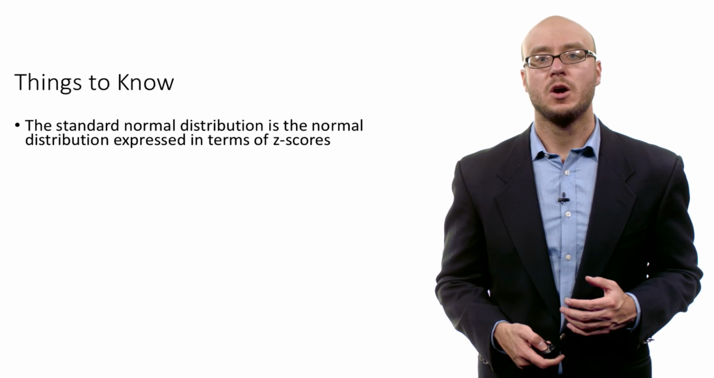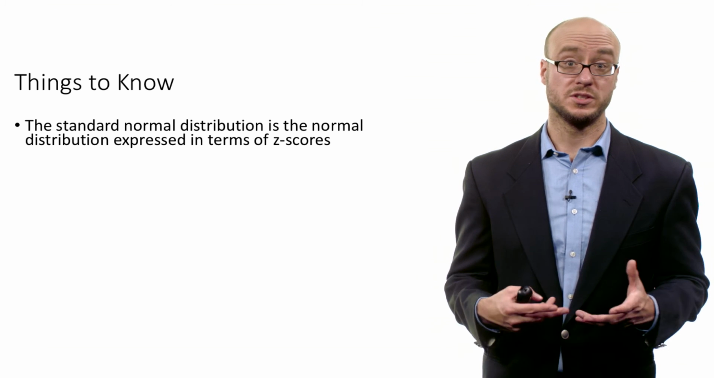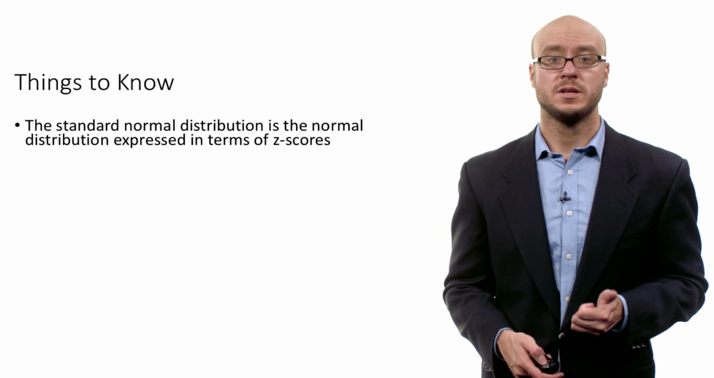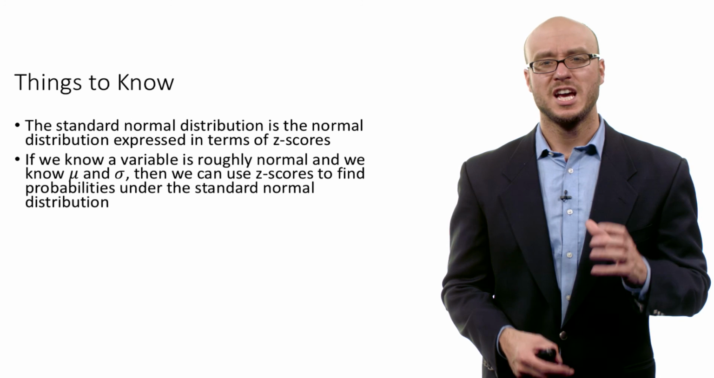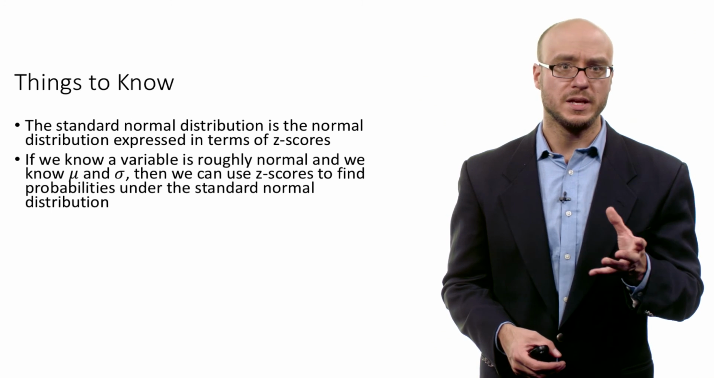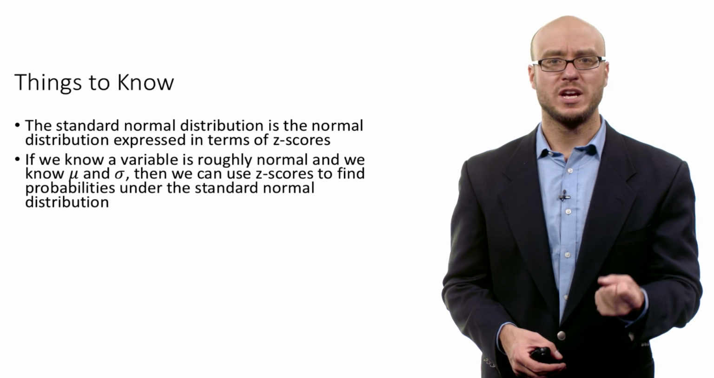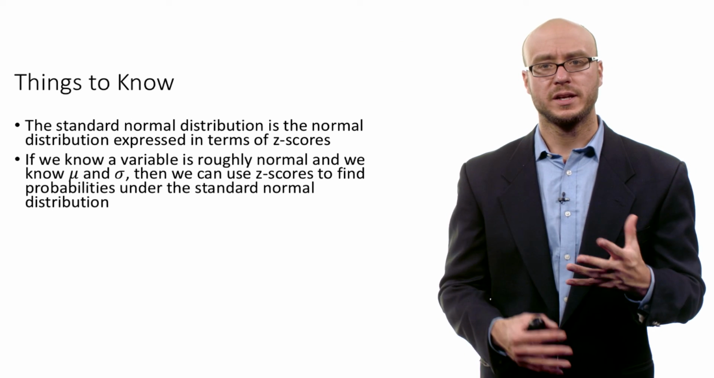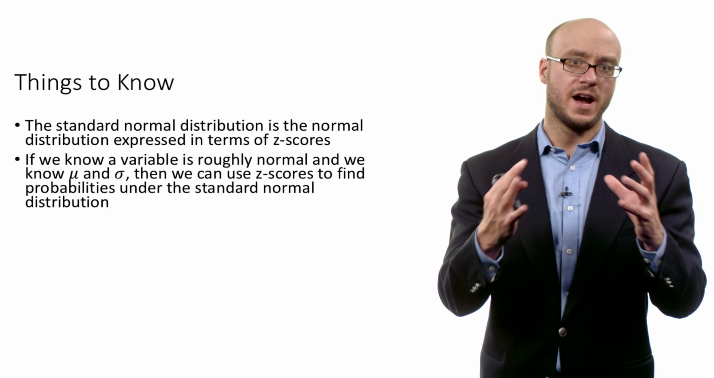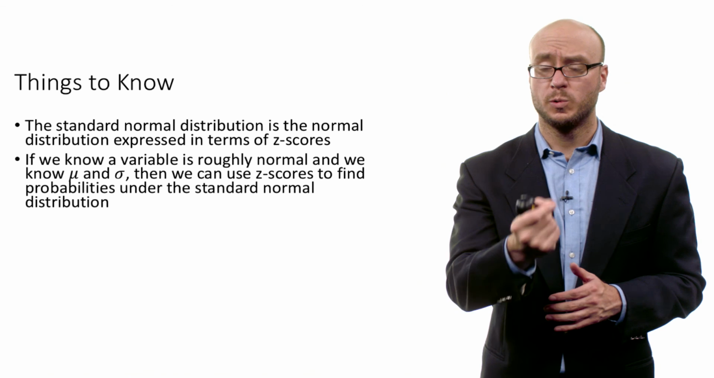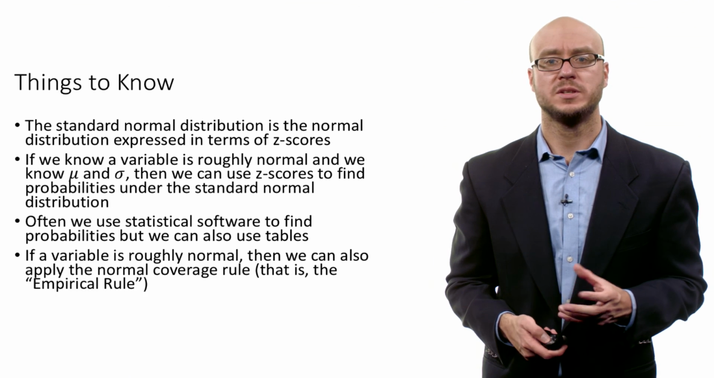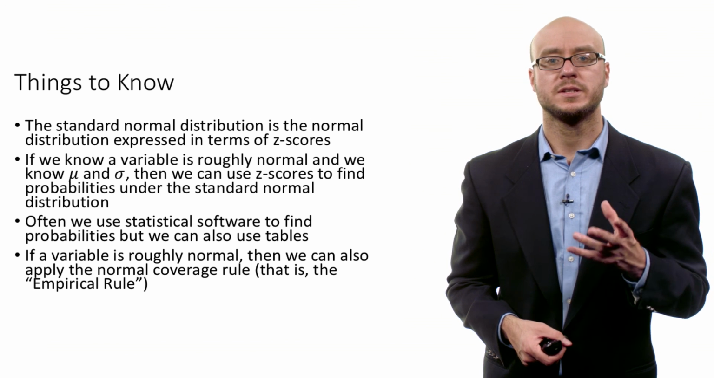So several things to know in terms of the standard normal distribution working with z-scores. Right? The standard normal distribution model is simply the normal distribution expressed in terms of z-scores. If we know a variable is roughly normal, and we know the value of the mean and the standard deviation, then we can use z-scores to find probabilities under the standard normal distribution. So we can find particular areas under that curve which are equivalent to probabilities. Often we will use statistical software to find these probabilities, but we can also use tables.